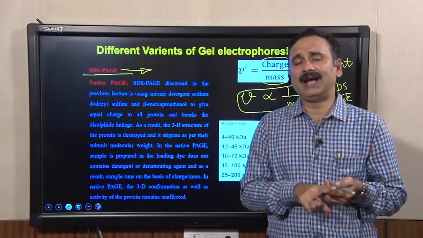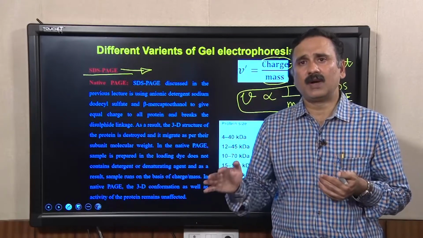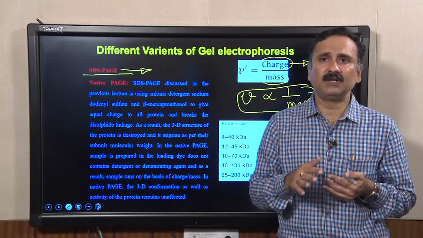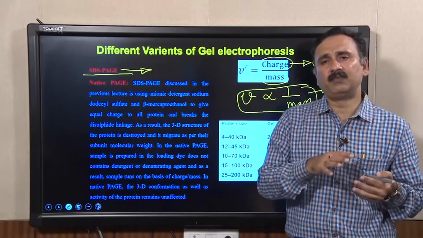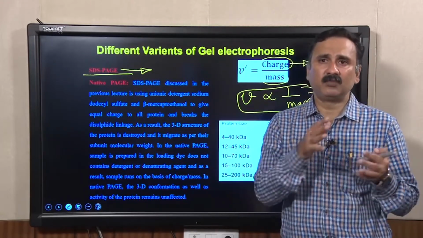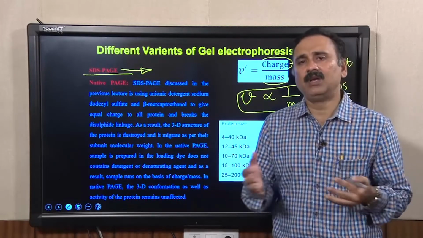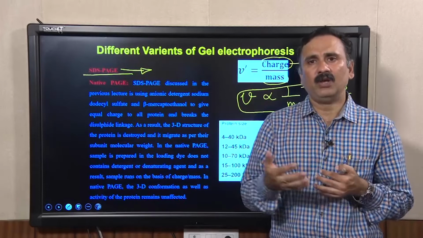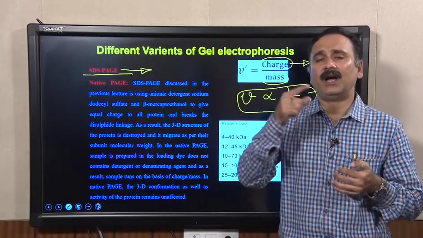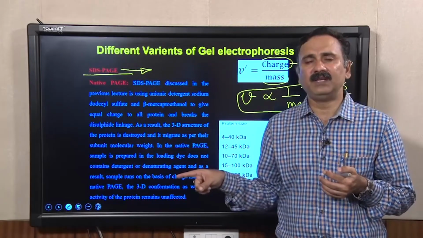In addition to that, since SDS is a detergent, it also destroys the three-dimensional structure of that particular protein. And if the protein is present in an oligomeric status, which means a dimer, trimer, tetramer or any other higher oligomeric status, those higher oligomers are also going to be denatured with the help of the SDS.